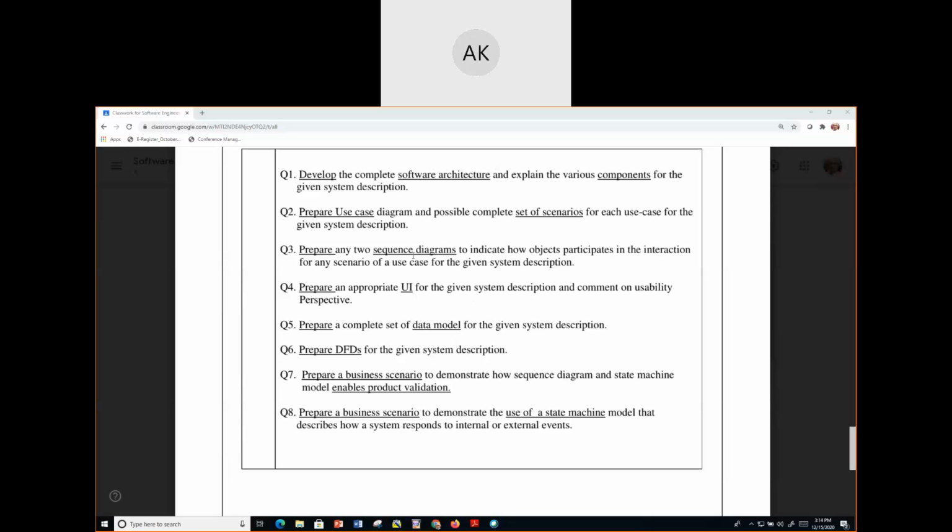Are you clear? Yes, sir. The only difference is these questions are going to appear. The scenario will be different, that's all. There's a question in the chat, sir: for UI design questions, should we draw the diagram of the UI? Yes, with a pen, pencil, scale, you can draw.